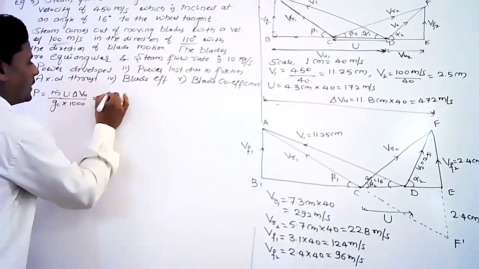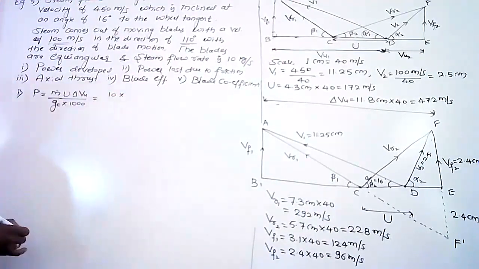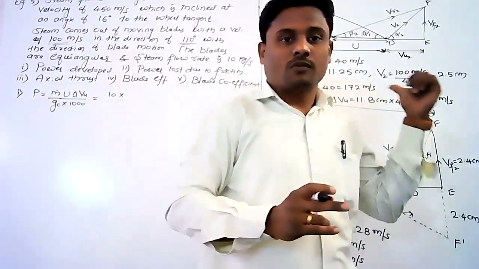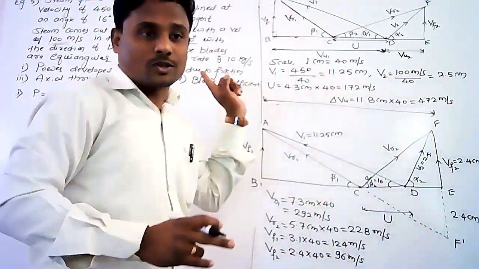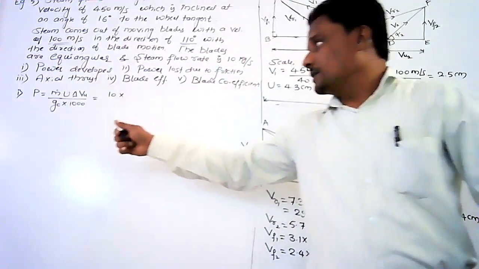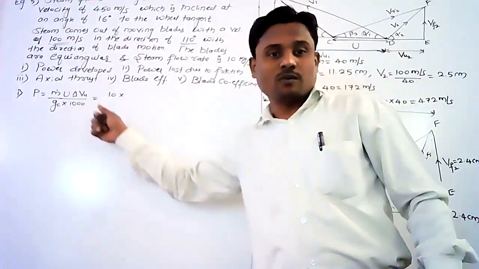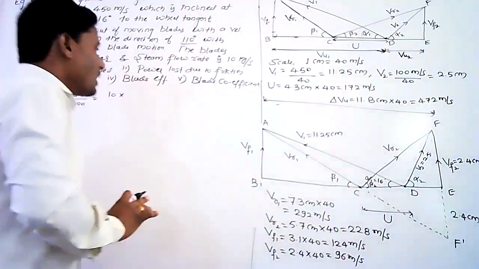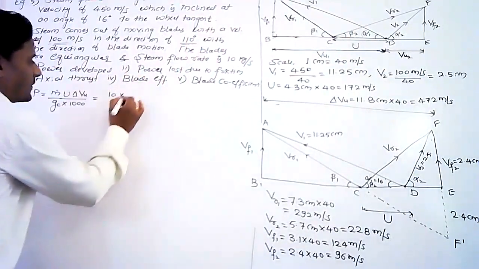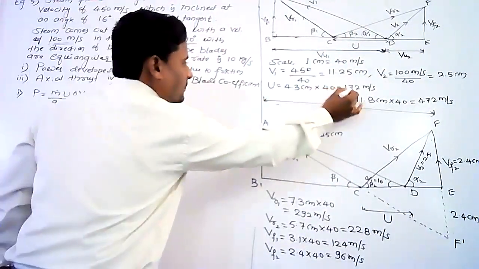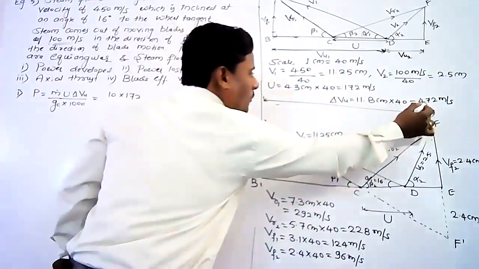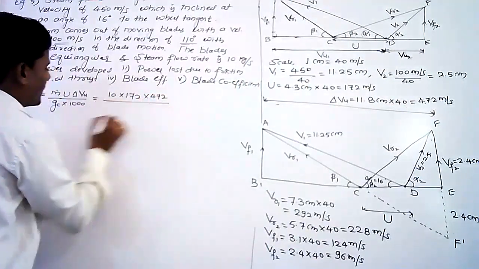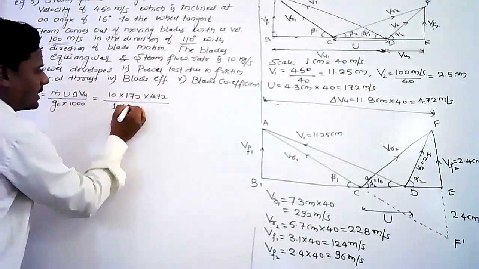Now, the m dot value is 10 kg per second into U, and here mandatorily you have to substitute all the values of velocity in terms of meter per second only while doing the calculation, not in centimeters. So U is equal to 172 here. Next, delta VU equals 472 meter per second, divided by Gc value, which is 1, into 1000 here.